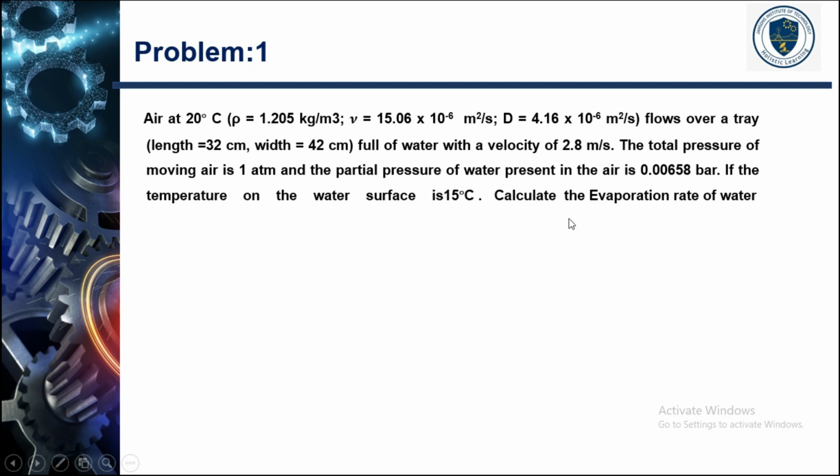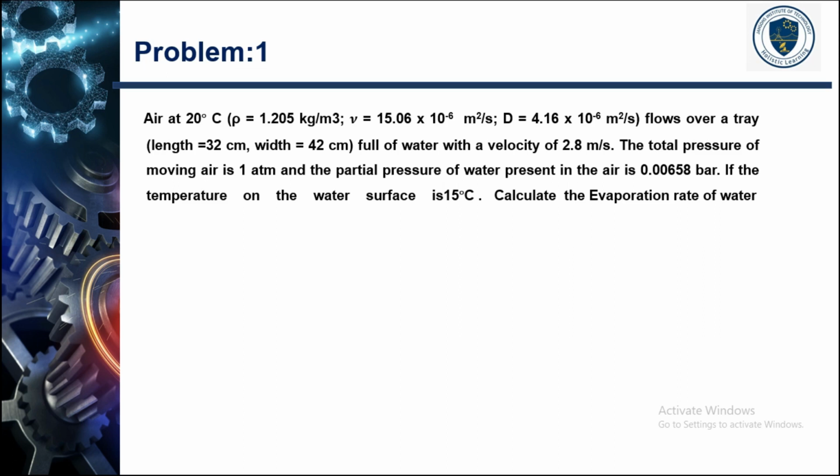So we have a tray. The tray dimensions are given. The tray is filled with water. Then the air is passing over the water. Its velocity is 2.8 meter per second. The partial pressure of water vapor in the air is 0.00658 bar. They ask us to find the evaporation rate. So the velocity is given, so the problem comes under the category of forced convective mass transfer.